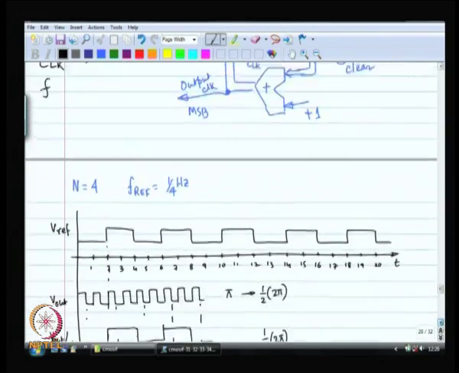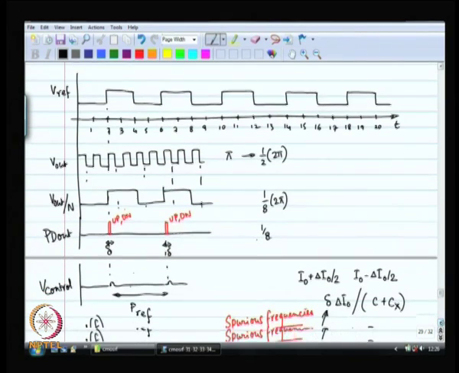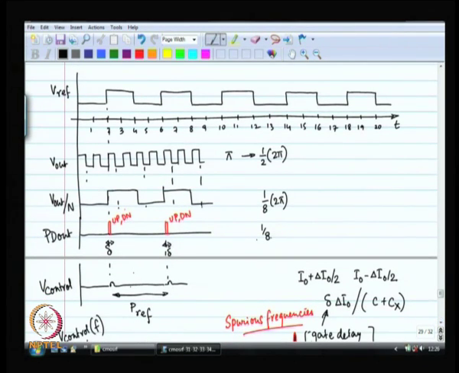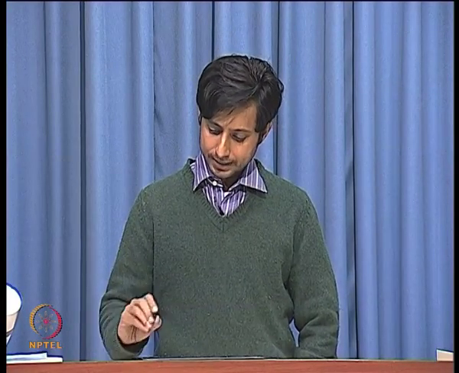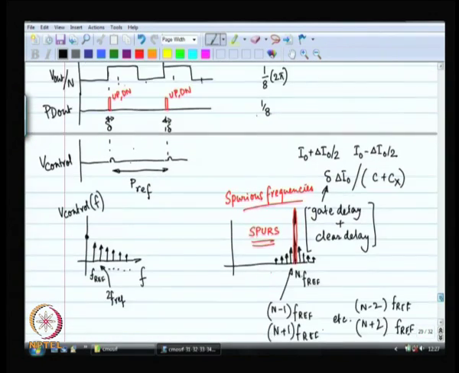So, next we read a small exercise, and we saw that even at perfect lock between the reference and the divided output, even when these two are perfectly locked, up and down have small pulses of equal duration, right, and this happens because of the delay of the AND gate as well as the clear operation within the flip flop.